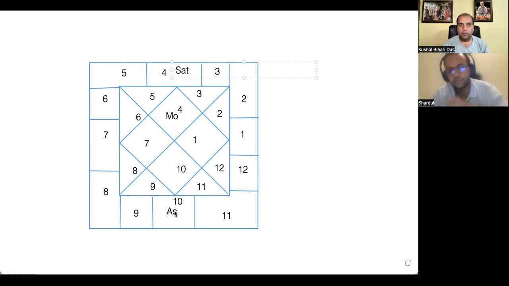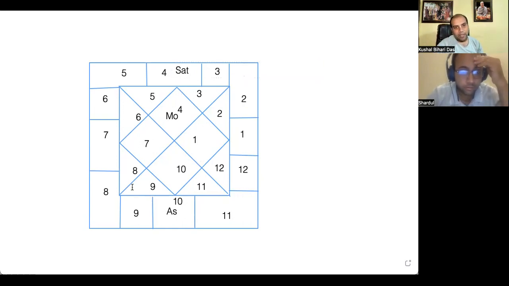So what will happen by superimposing? You find that the Moon and Saturn combination is coming on the Cancer sign. Yes. That means there will be some problem for the boy. He will feel depression.